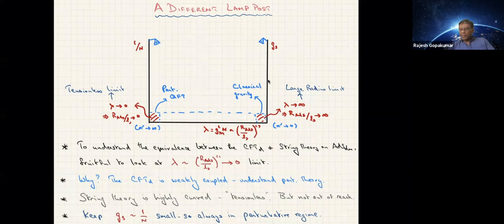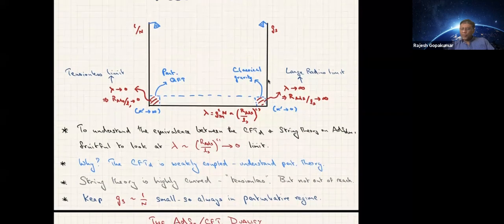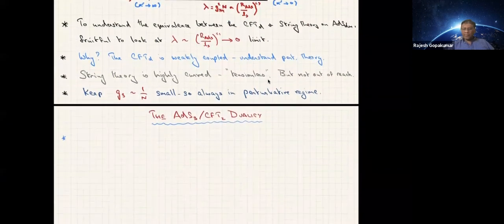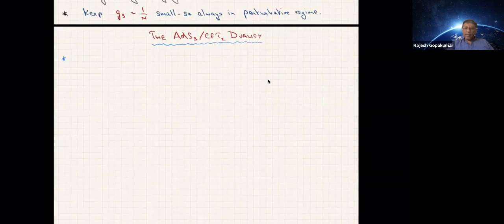So this is the reason to work with this limit. And as I said, we will always keep this small g string, so we'll always be sort of here. And so we are in the perturbative regime as far as string theory goes. So, except if I get down to talking about black holes and so on, I will not be really talking about non-perturbative phenomena. Okay, so any questions at this stage? Otherwise, I'll start on the things proper.